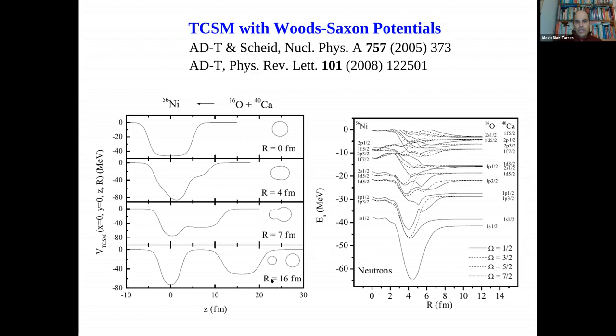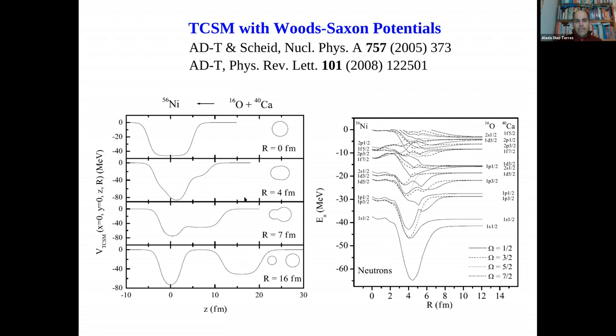In this case, the bottom panel is when the distance between the centers of mass of these two shapes is about 16 femtometers. And then you can see what happens when this distance decreases. You can see that these two-center Woods-Saxons, for example for neutrons, merge and form a single container, which is a single Woods-Saxon for a spherical compound nucleus.